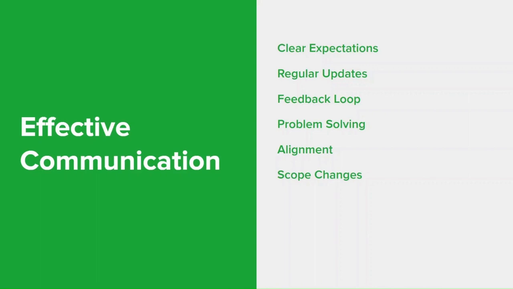And if you need to make changes to the project scope, clear communication is definitely essential. Discuss the potential impact on timelines, on budgets, and functionality so that everyone is aware of the consequences of scope changes. Overall, consistent and transparent communication builds trust between you and also the agency. Trust is a crucial factor in a successful collaboration as it fosters a positive working relationship.